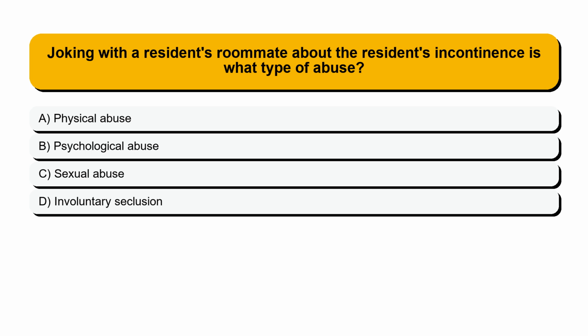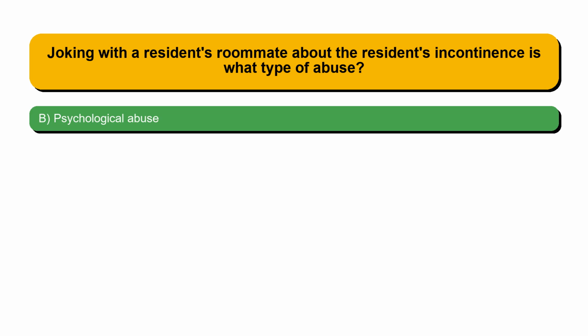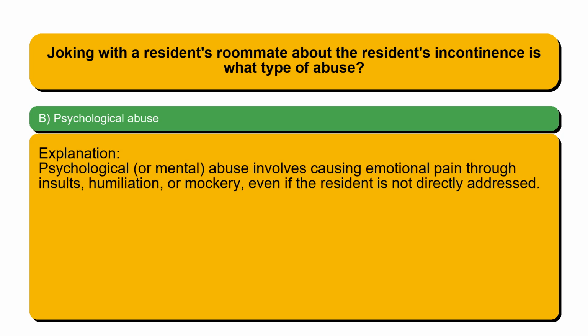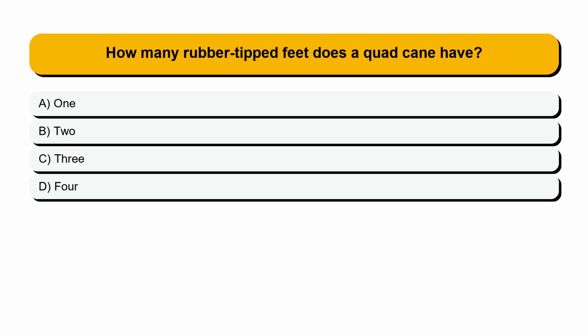Option D, involuntary seclusion. The correct answer is option B, psychological abuse. Psychological, or mental, abuse involves causing emotional pain through insults, humiliation, or mockery, even if the resident is not directly addressed. Question 31. How many rubber-tipped feet does a quad cane have?